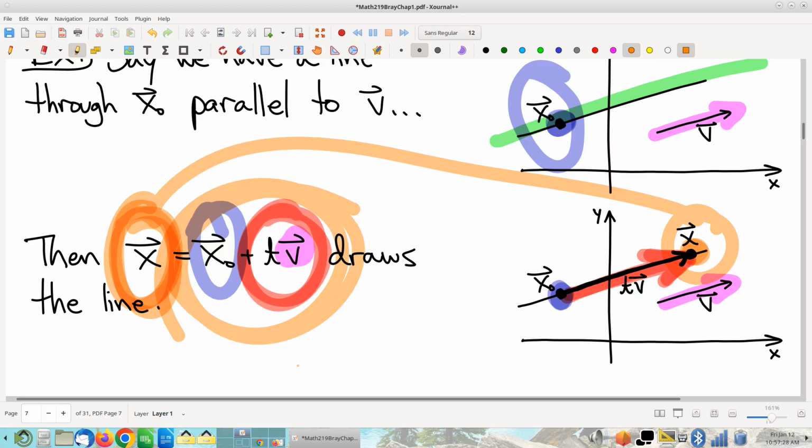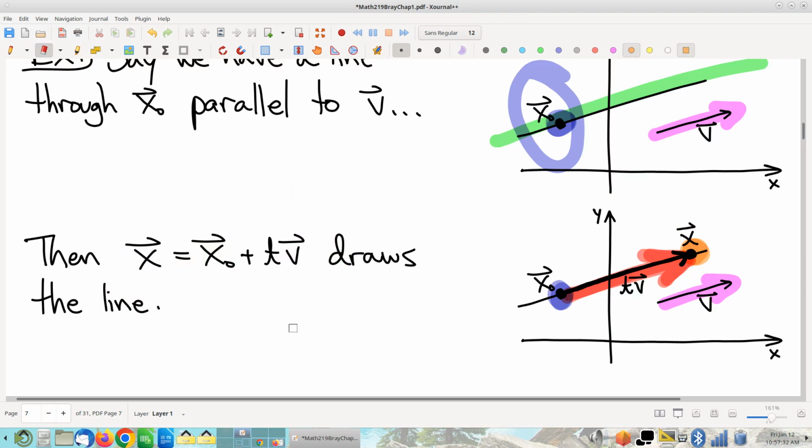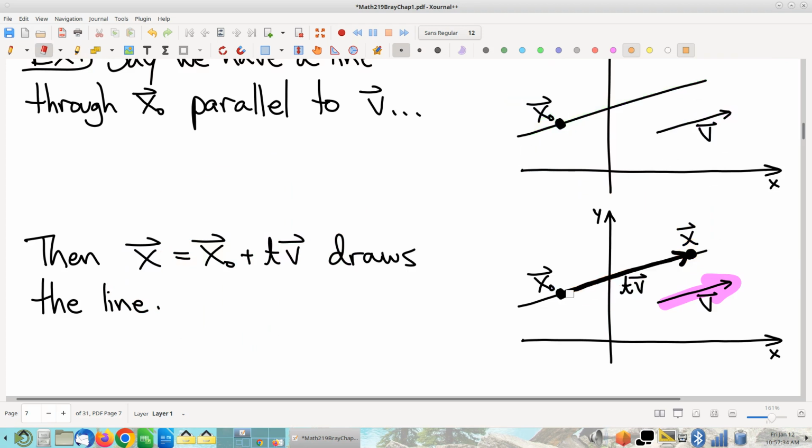So again, kind of a neat little trick. This is a pattern, a process. You should make sure to remember this one. Just memorize this little trick. Point on the line, vector parallel to the line, x naught plus tv always works. Okay. All right.